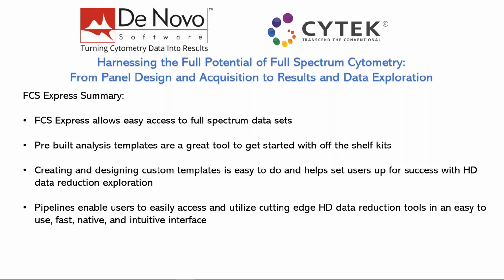So if you have the 14 color kit, or if you've developed your own analysis panel, because creating and designing those custom templates is easy to do, that's also going to help you set up for success with the high dimensional data reduction and exploration. By having all of those gated populations and being able to run your pipelines on top of the data and the gates that are already there, you can link up, right? You don't have to go back and re-identify and rename. You're already halfway there to that high dimensional data reduction.